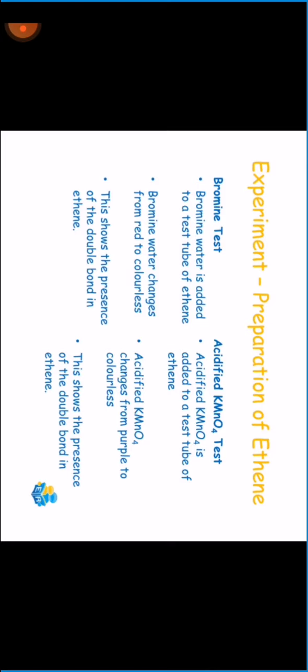The next test you would do to test the properties of ethene is the bromine water test. Bromine water will be added to the test tube of ethene. It will be stoppered and shaken, and you would see that the bromine water changes from red to colourless. This is often maybe an orange to colourless depending on the concentration of the bromine water. This colour change shows the presence of the double bond that's in ethene. Similarly, for the acidified potassium permanganate test, you add a few drops of acidified potassium permanganate to your test tube of ethene, you stopper it and shake it, and you will see a colour change from purple to colourless. This colour change again shows the double bond present in ethene.